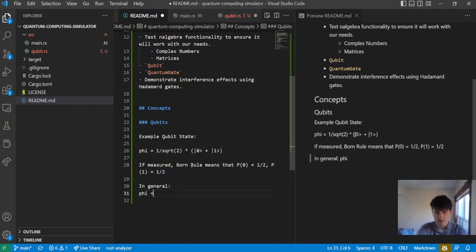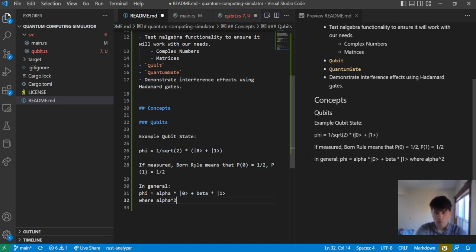And so in general, the state is going to look like some factor times, maybe the way to do it is to say alpha times the zero state plus beta times the one state, where alpha squared plus beta squared is one. And these are going to be complex numbers. Here I happen to pick a real number, but I could have picked a complex number. So for instance, this could be i over root two. Doesn't matter. What does matter is that when I square them and sum them up, I get one.